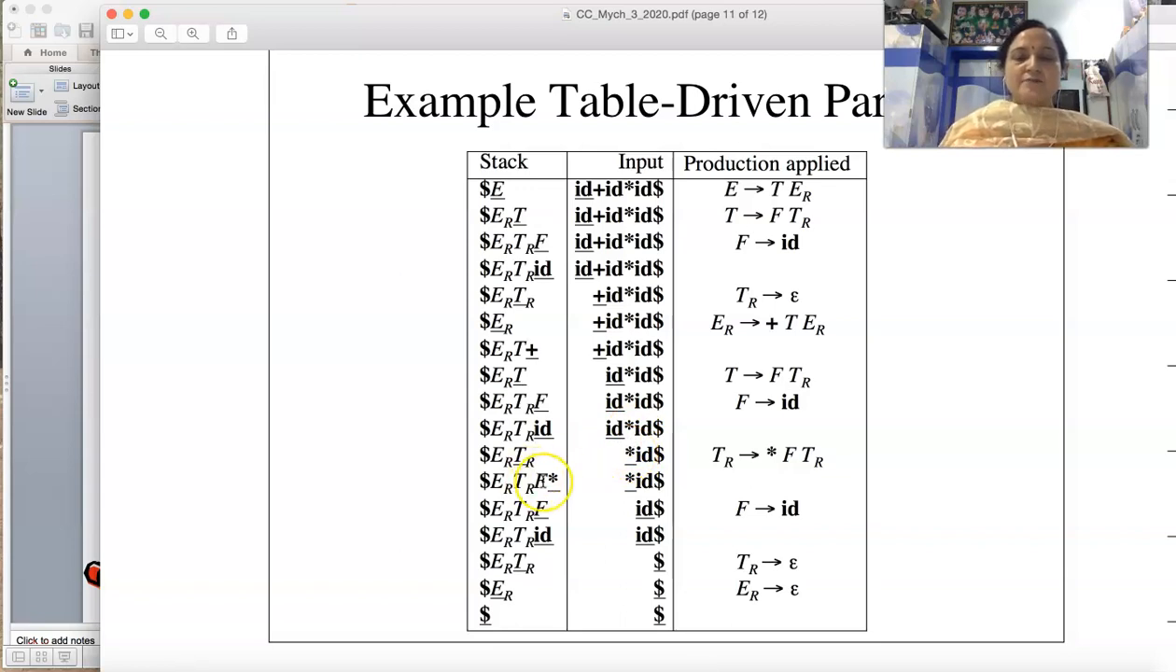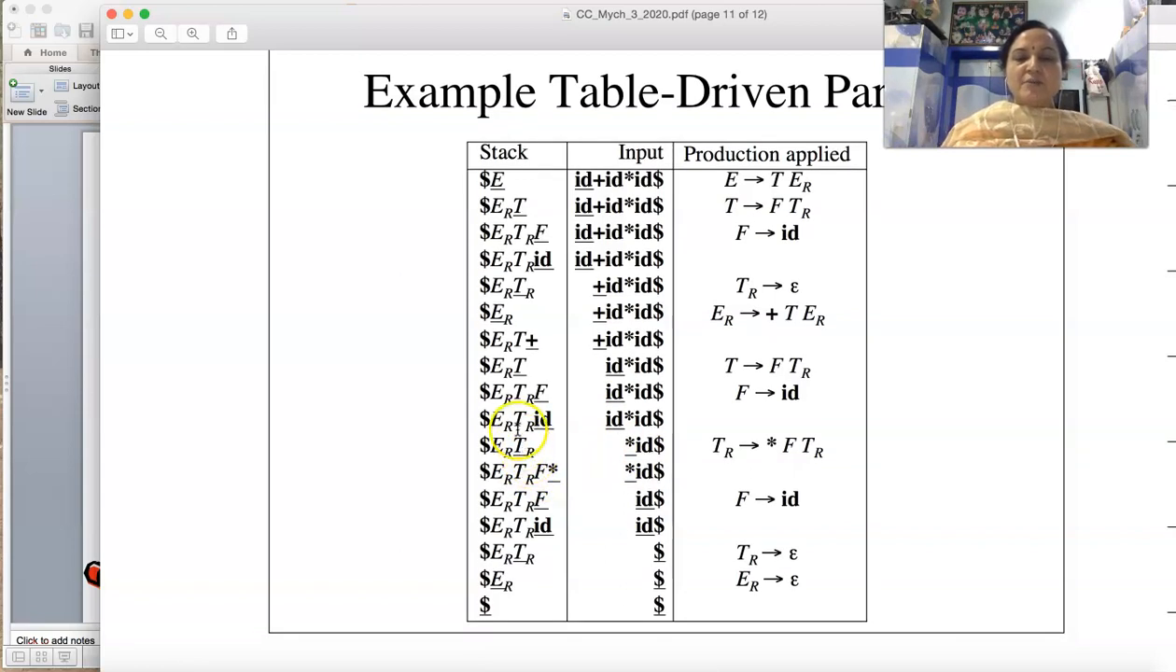So star and T dash cannot be matched. So search the table with T dash, star. You will find the production T dash tends to star FT dash. So pop out T dash and push star FT dash onto the stack in reverse order. Now star will get matched, and the remaining input is now id dollar.